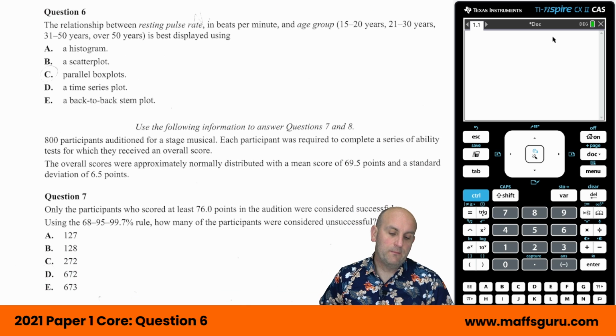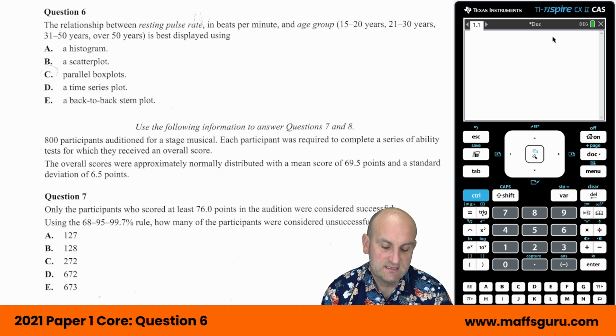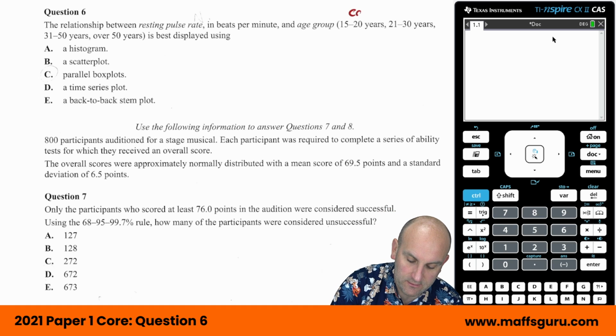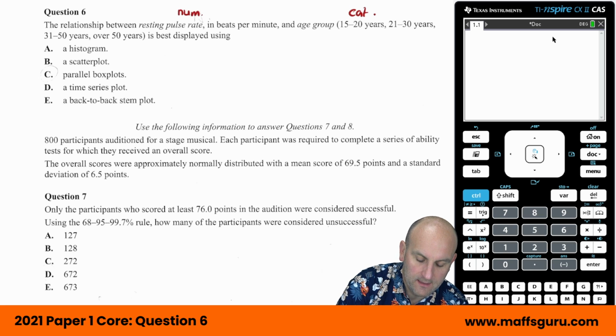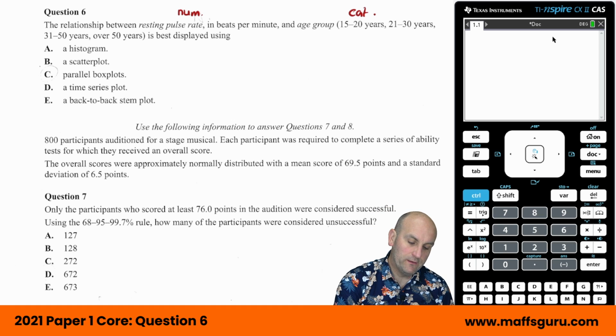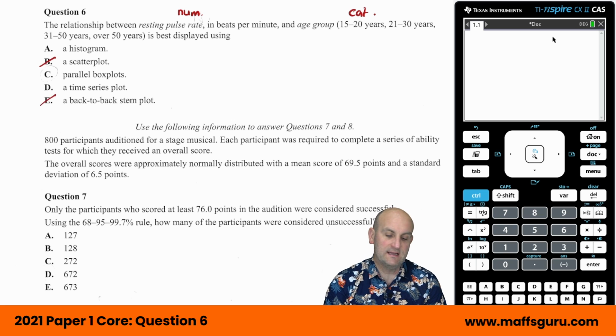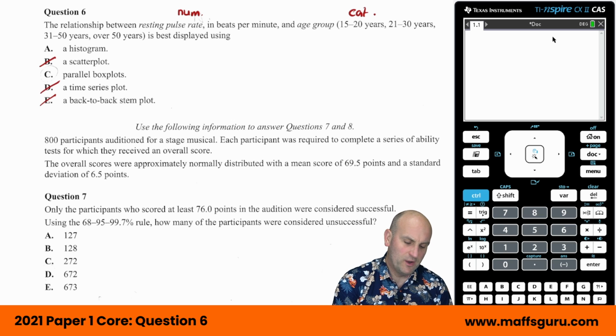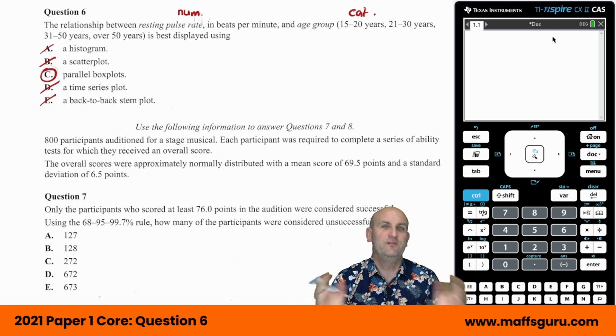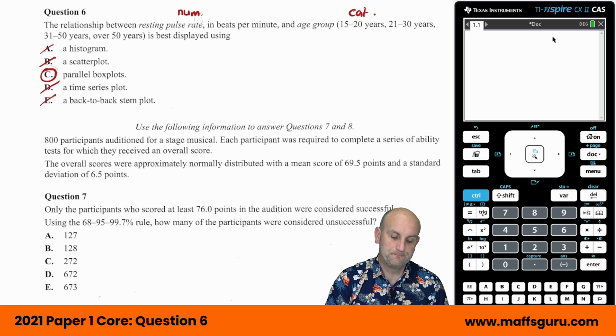The relationship between resting pulse rate in beats per minute and age group is best displayed using... So what have we got here? Age group is categorical and resting pulse rate will be numerical. Now again, when you cross through all of these, scatter plot, note because it's two numericals, back to black. Stem plot is numerical and categorical, but two sets of numerical data, and that's no good to me. All right, so yep, a time series plot, nope. A histogram, nope. So basically when you go through each of these, and again, if you've got this in your summary book, there is a chart that tells you which are the best ones to use. I put C as my correct answer.